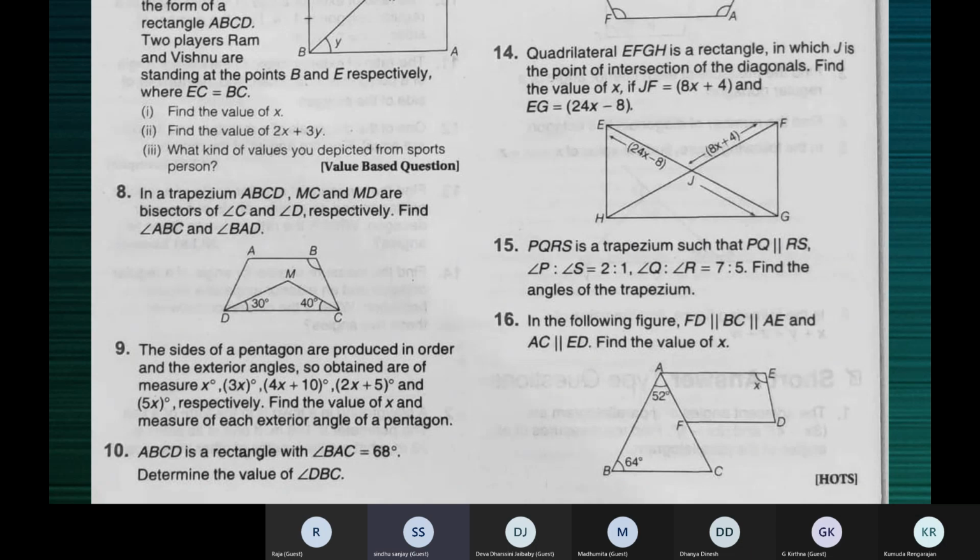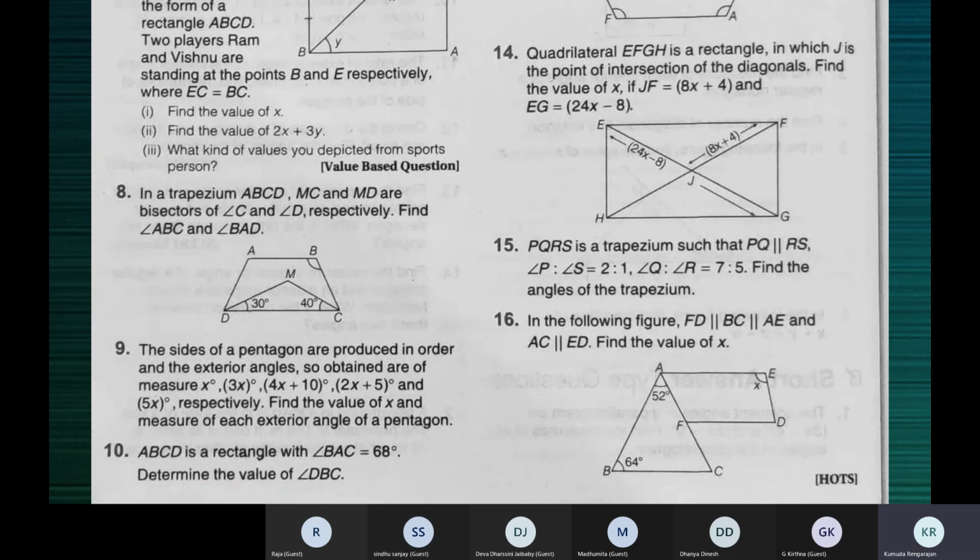Ma'am, we must add all these sides and give it as 360, ma'am. Not sides, no ma'am, angles. And angle property, ma'am, they add up to 360. Correct. Exterior angle property: in any polygon, the sum of all the exterior angles is equal to 360 degrees. Correct?